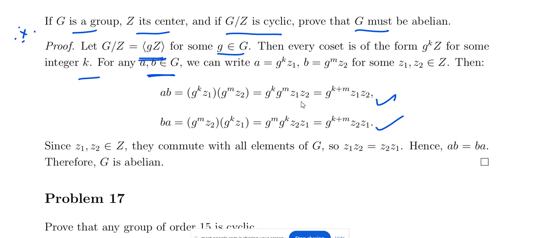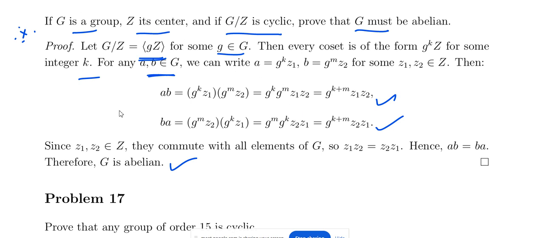Because Z is the center, that means the elements commute with each and every element of the group G. If we use that, both of these become the same. If both are the same, then G is abelian. OK, it's a very simple proof. Very important result. If G by Z is cyclic, then G is abelian. This is the result. The quotient group G by Z cyclic, then G is abelian.